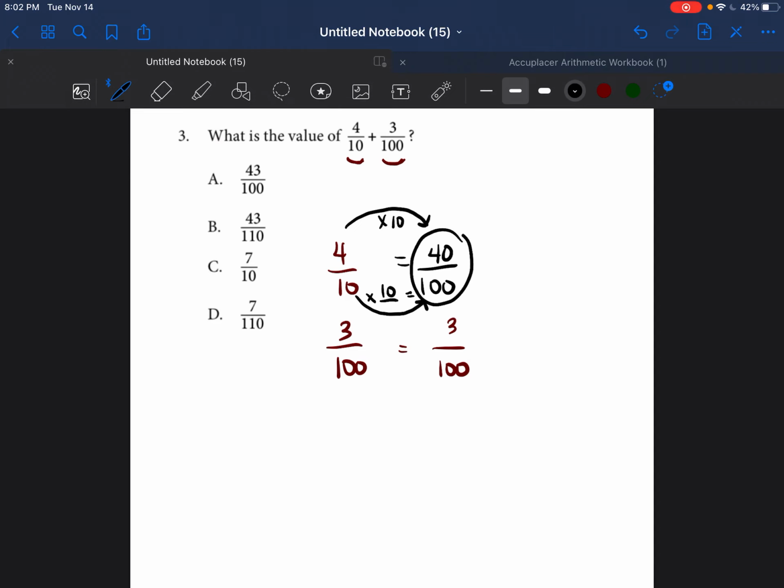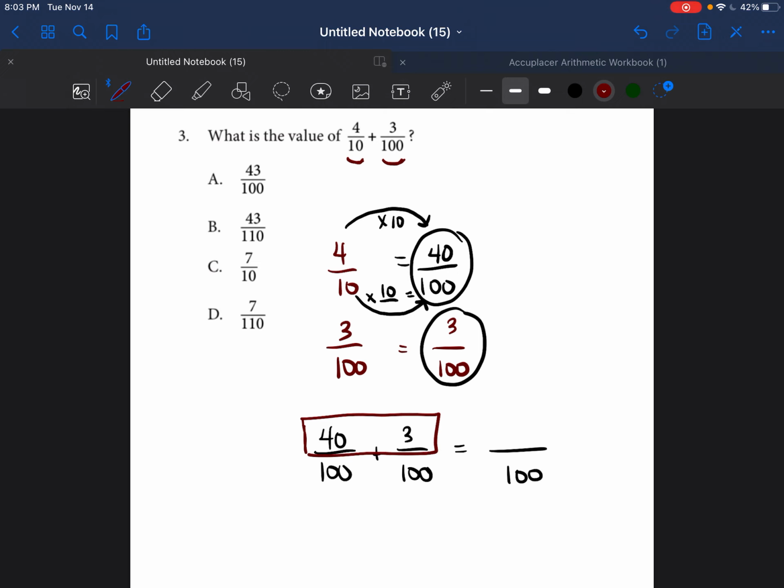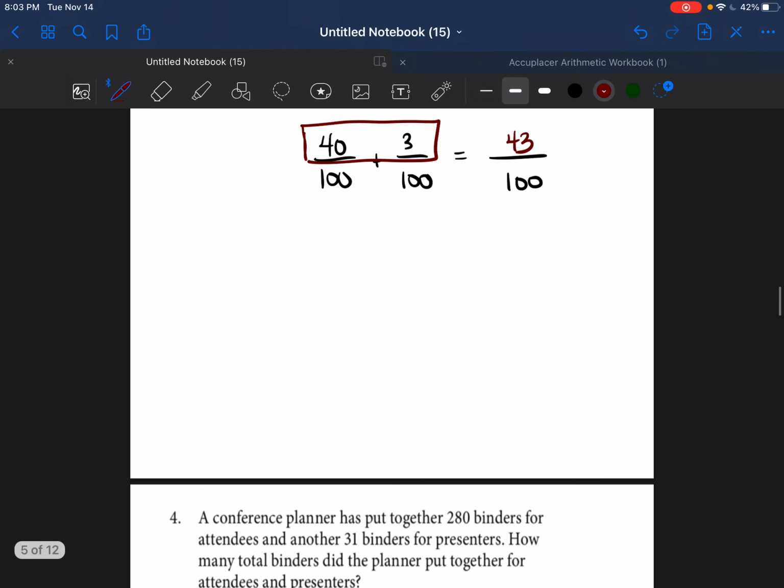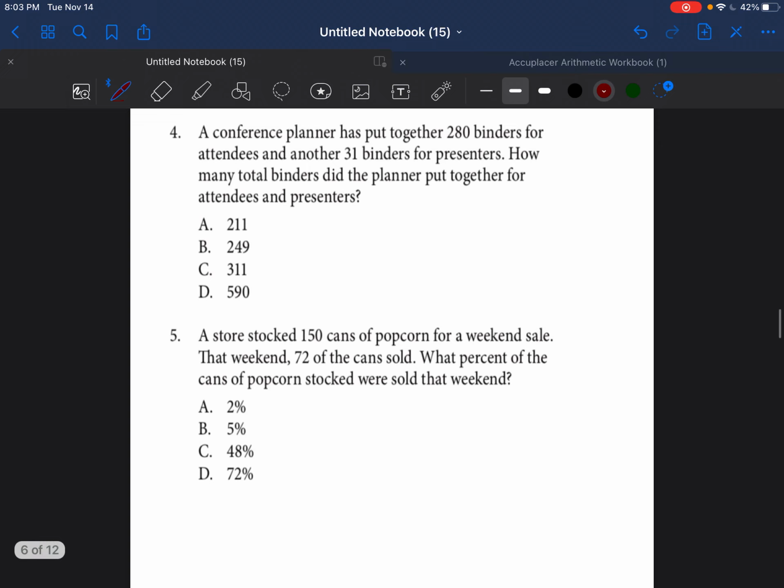So now we have two fractions that have the same denominator, so we can go ahead and add those two together. So 40 over 100 plus 3 over 100. Because the denominators are the same, the answer is also going to have the same denominator of 100, and then you can go ahead and add the top numbers. 40 plus 3 is 43. So our answer would be A, 43 over 100. Let's go ahead and go to question number 4.